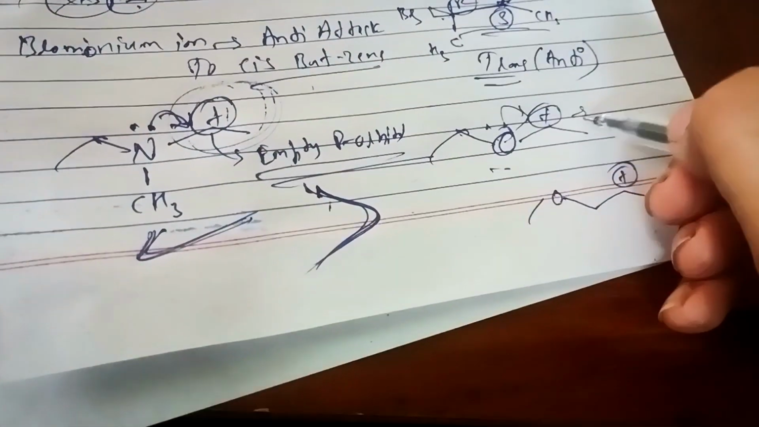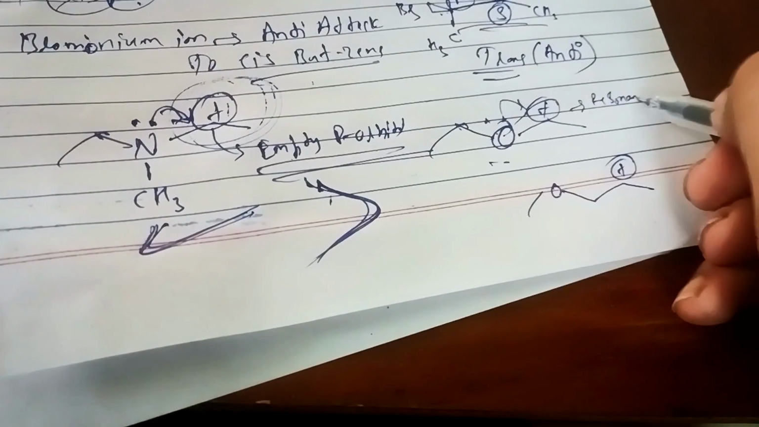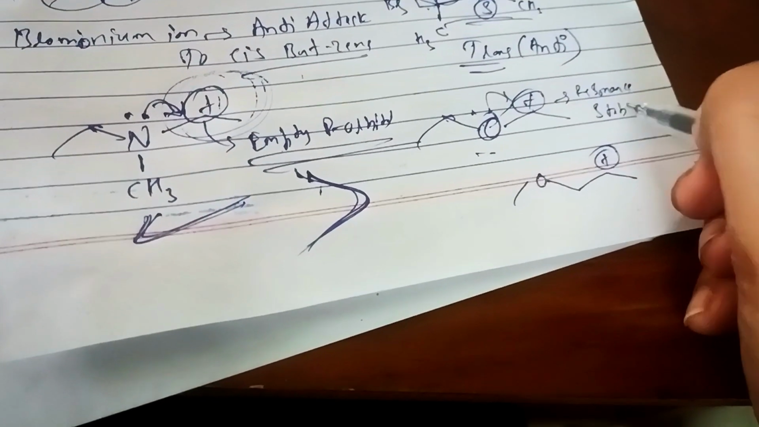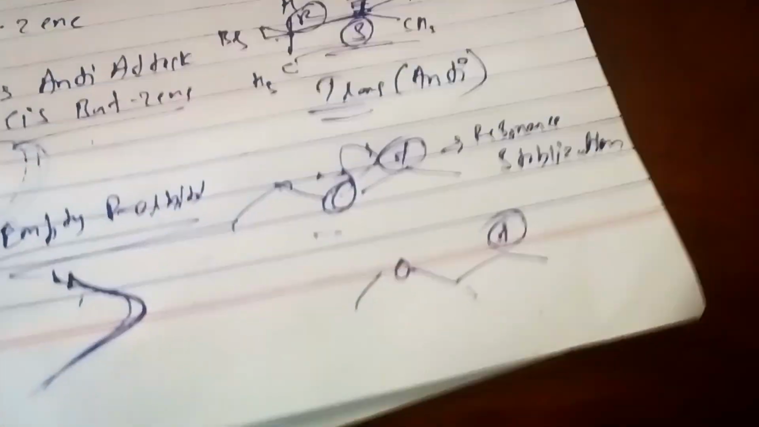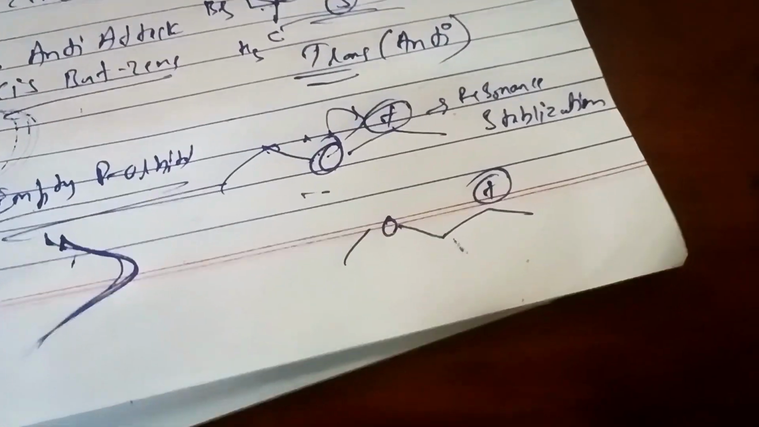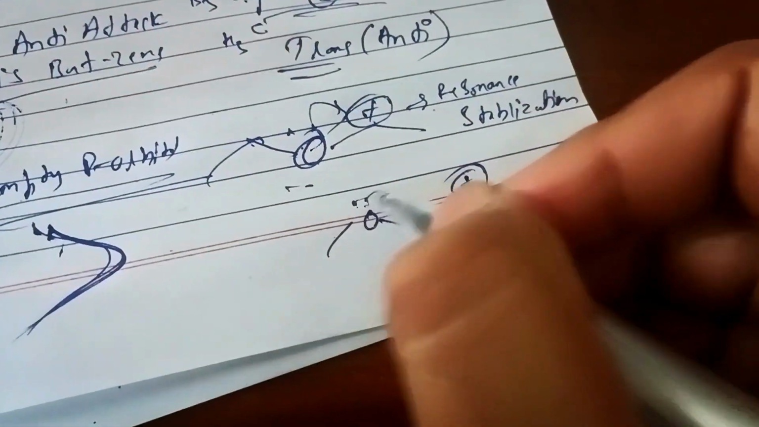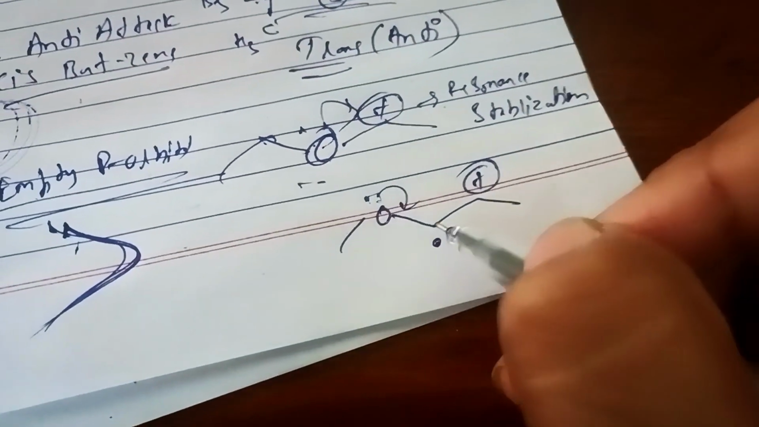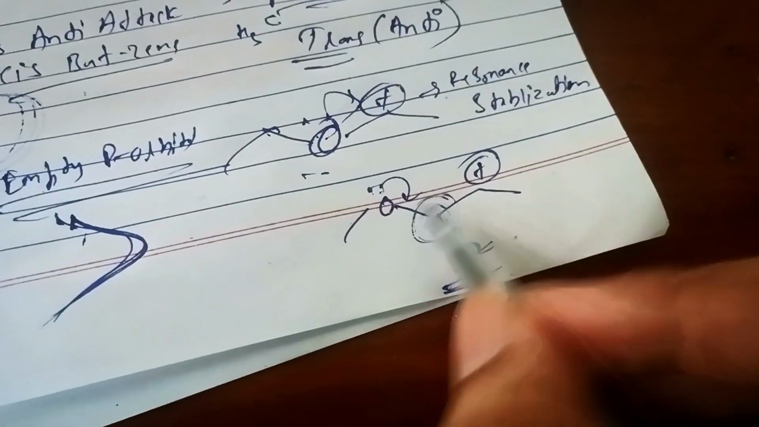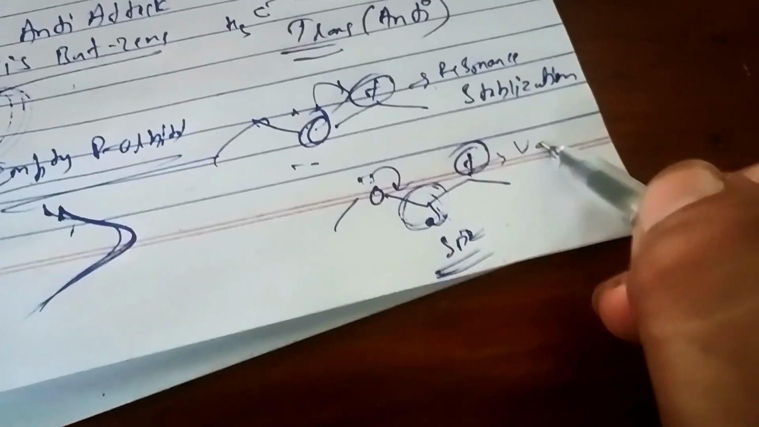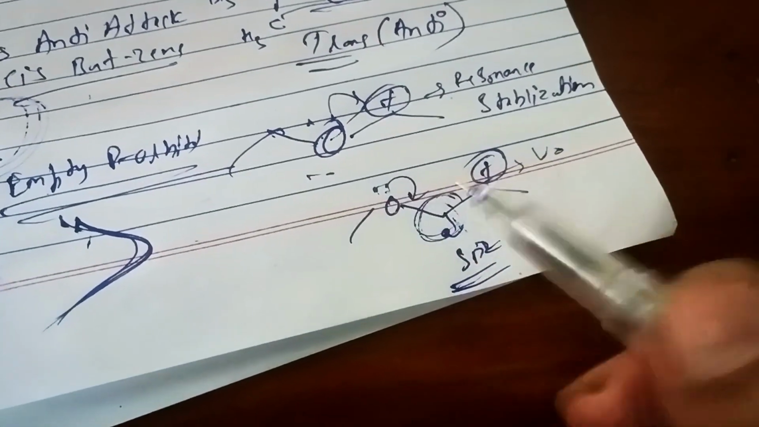Positive. Here there is a resonance stabilization, but here there is no resonance. Hence, no electron transfer takes place like this, because here it is sp2 hybridized. Here it is a vacant p orbital, but there it is a filled p orbital. Hence, we can't be able to.